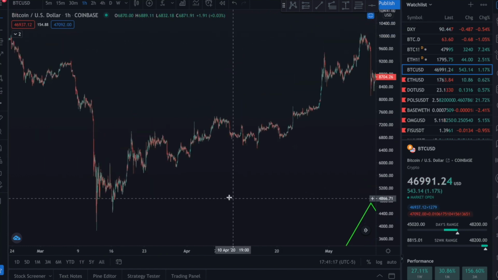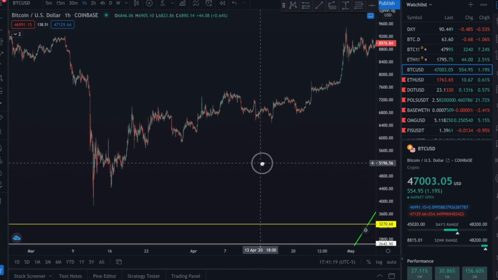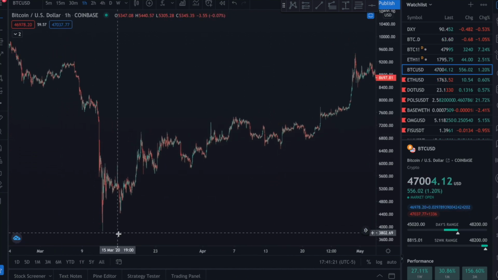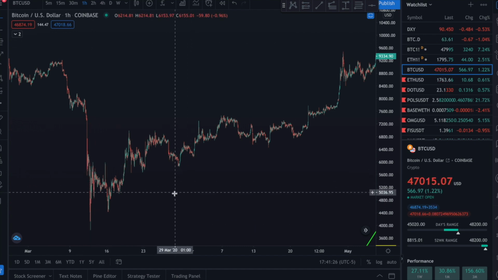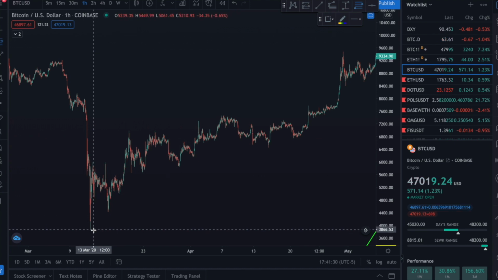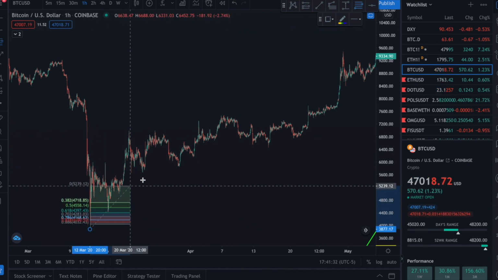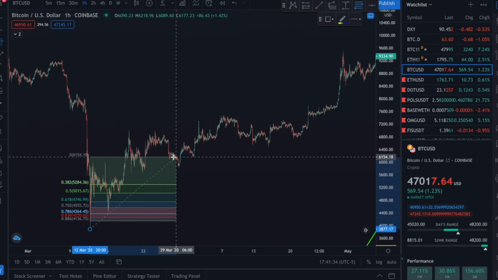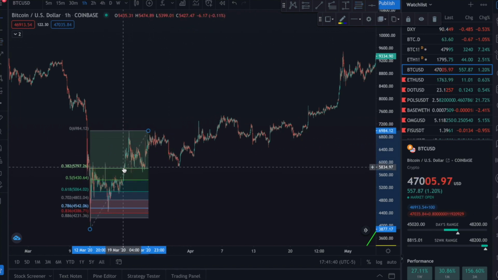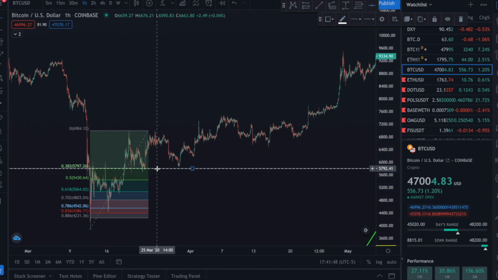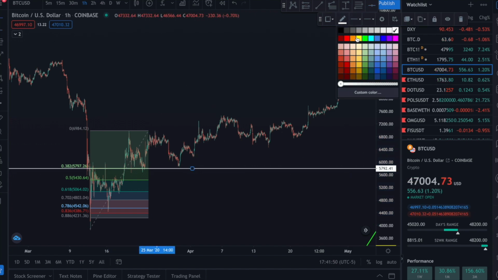So here we are, Bitcoin. I just found a time where price has dipped, and it looks like this is March 13th of 2020. So what we want to do is draw our fib retracement from that bottom. And where do I see our first top? So I see a top here, and like I said, I see that price retrace down to the 382. So I'll put this in yellow.